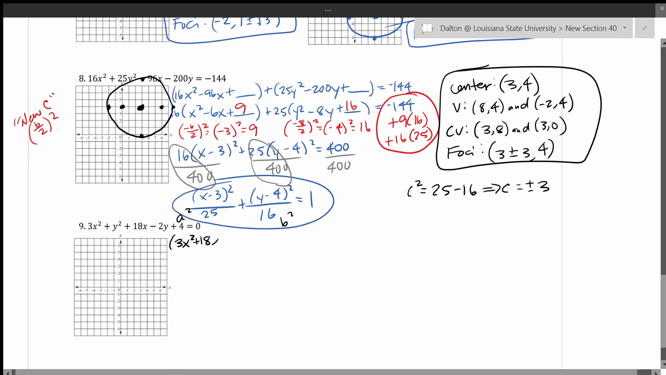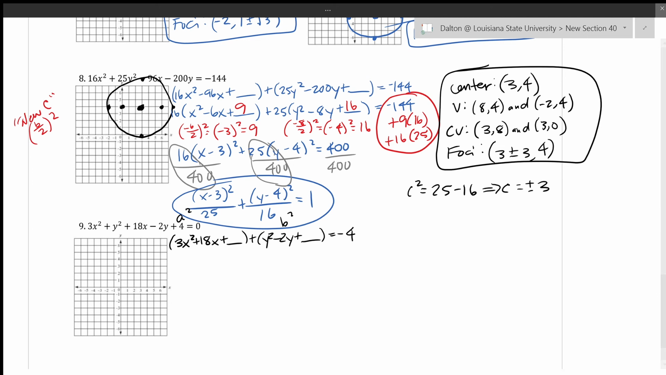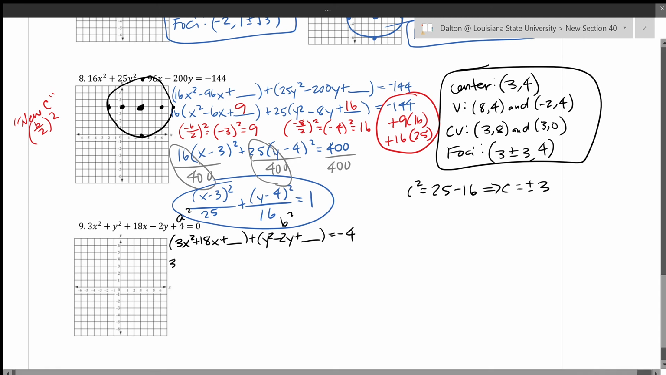Okay, 3x squared plus 18x plus whatever the new c is going to be, plus y squared minus 2y plus whatever the new c is going to be, is equal to the constant, which will be negative 4. Now, before we find our new c, we need to make sure we have leading coefficients of 1. We don't have that for the x's, so I've got to factor out my 3, leaving me with x squared plus 6x plus whatever that new c is. And then our y squared terms are fine. There was nothing to factor out there because we already had the y squared leading coefficient of 1.